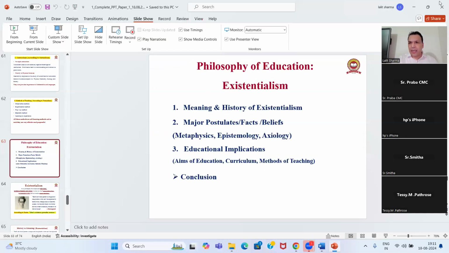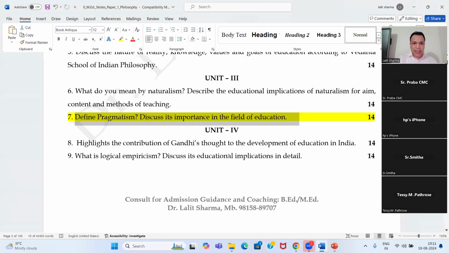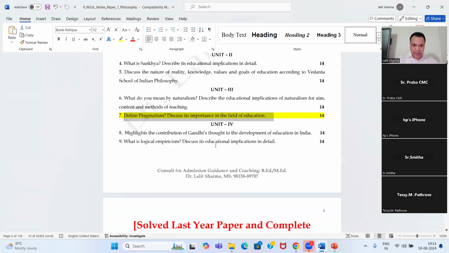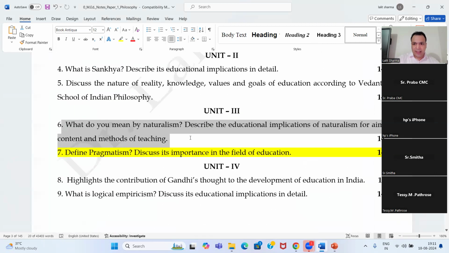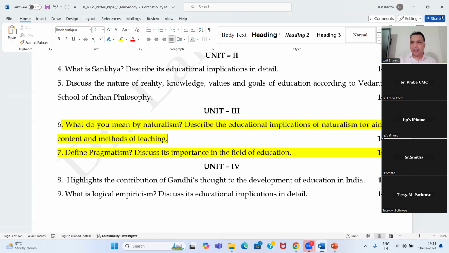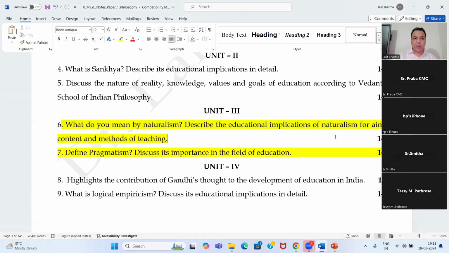अब here ना, actually I show you the notes. अब ये देखो, ये लास्ट ईयर पेपर है, ये देखो लास्ट ईयर पेपर का 7th क्वेश्चन we are discussed. हाँ, 6th क्वेश्चन, ये देखो, see the 6th question. ये देखो, what do you mean by naturalism? Again I highlighted it. ये देखिए, please see it. This is the last year paper and 6th question. What do you mean by naturalism? Describe the educational implication of naturalism for aim, content, and method of teaching. Just we have done it.